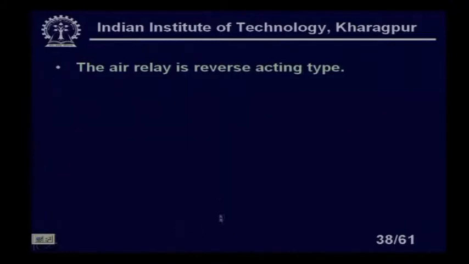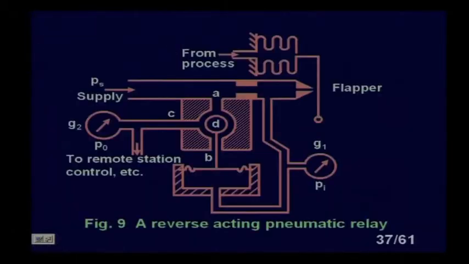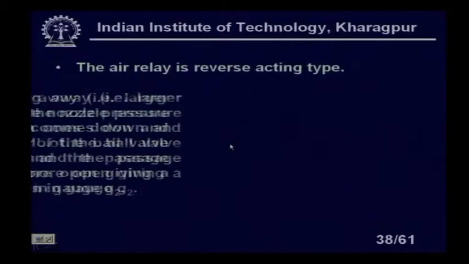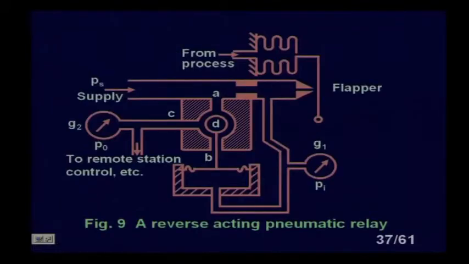Let us look at this. The air relay is a reverse acting type. With the flapper moving away from the nozzle when the process pressure is large, the pressure P I falls and the diaphragm comes down along with the ball D. Okay. This is the pressure P I, because if it comes down, the pressure P I falls along with the ball D. Right. So, it closes the path B.